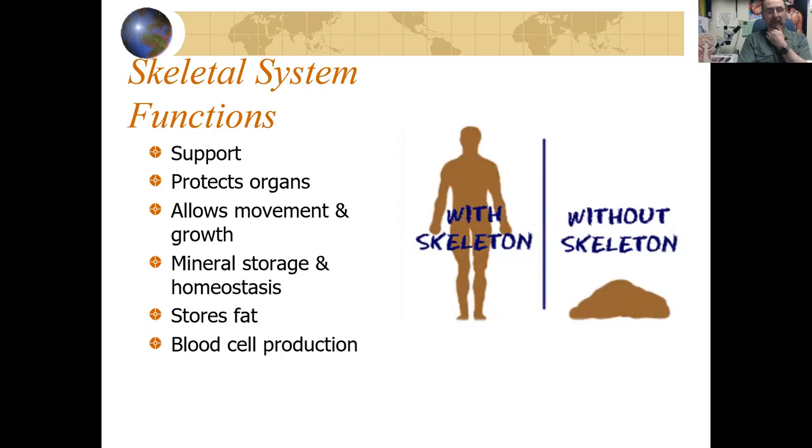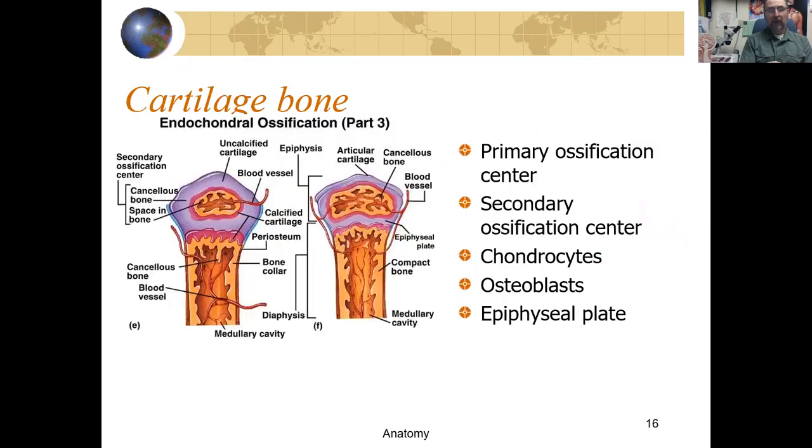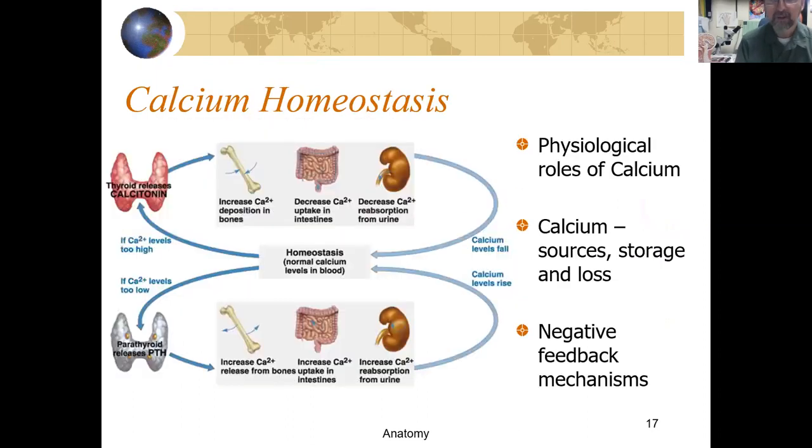Same deal with the skeletal system, the overall functions: support, protect organs, allow movement, allow growth, storage of calcium, phosphate, and fat, and the production of blood cells. Those are all important things. The structure of a bone, how a bone grows, cartilage bones versus membrane bones. Calcium homeostasis was the big mechanism in that system. The relationship of calcium to osteoporosis, risk factors, and prevention of osteoporosis. That's all applied calcium homeostasis.